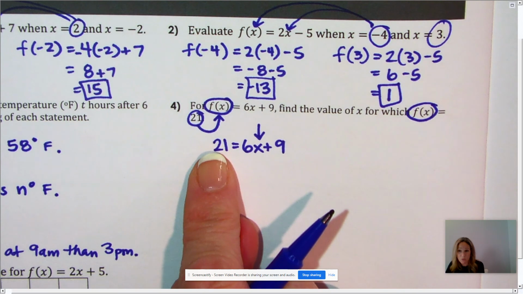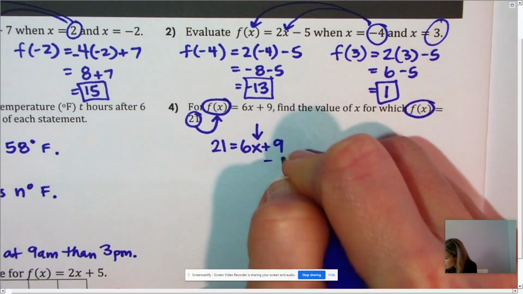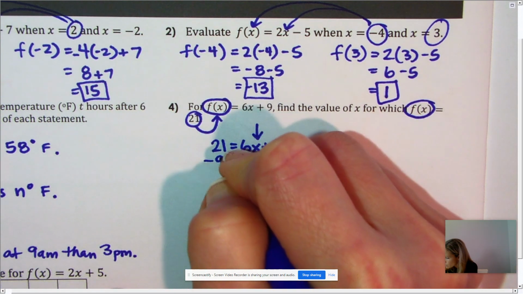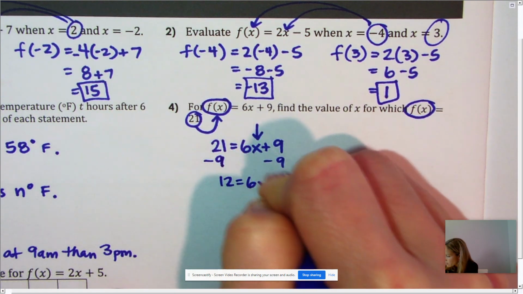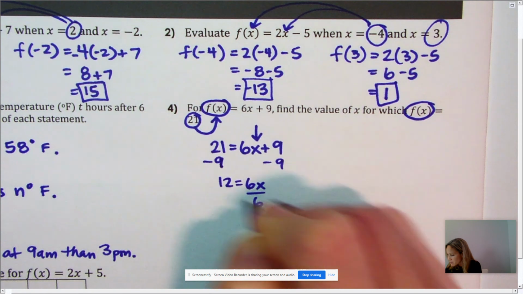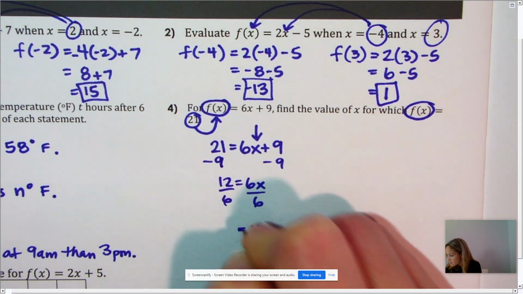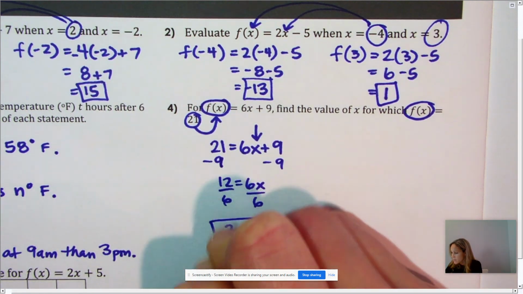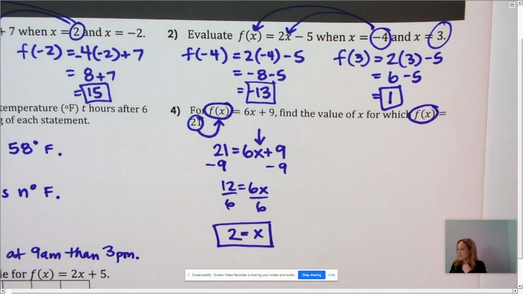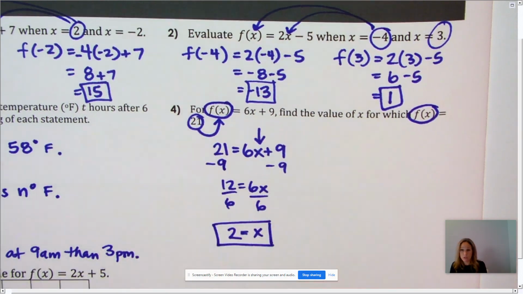So the first thing I'm going to do is take off the last thing I did. So instead of a plus 9, I'm going to go minus 9. So I'm going to say, well, that was 12. Okay, and if I times by 6, well, then I better divide by 6. So x is equal to 2. So that's the value of x which makes the function equal to 21.